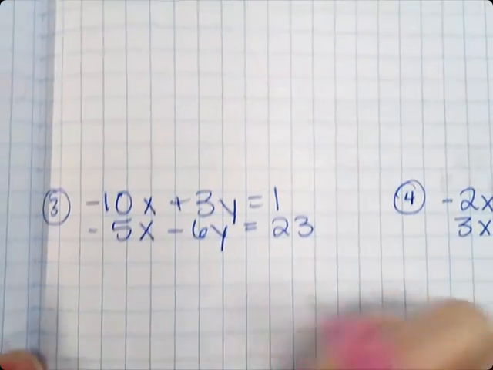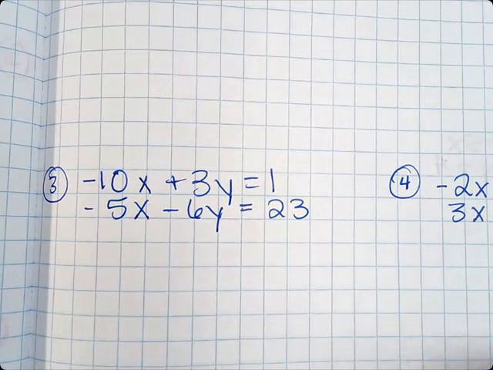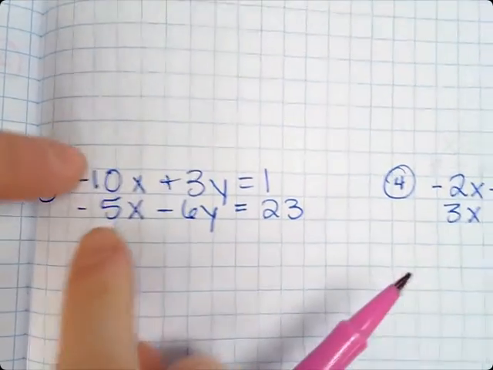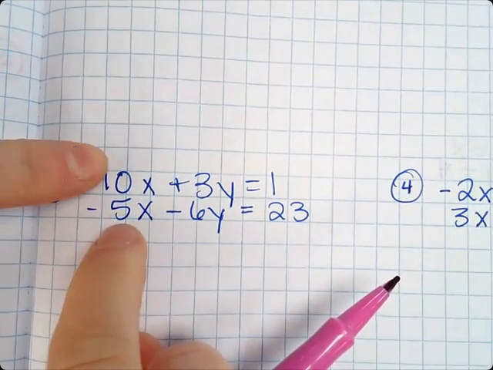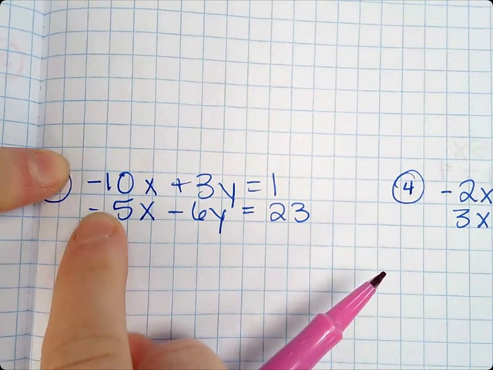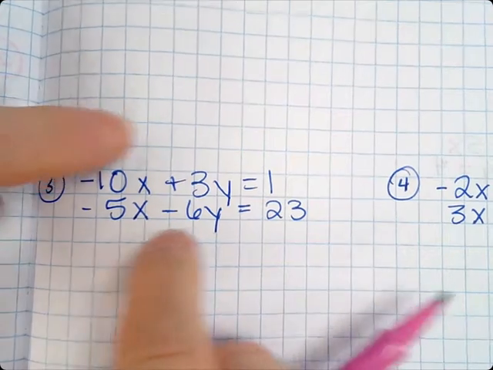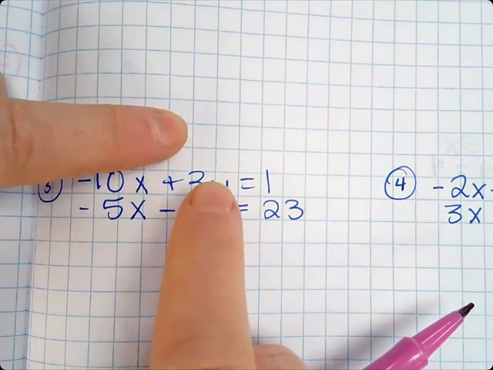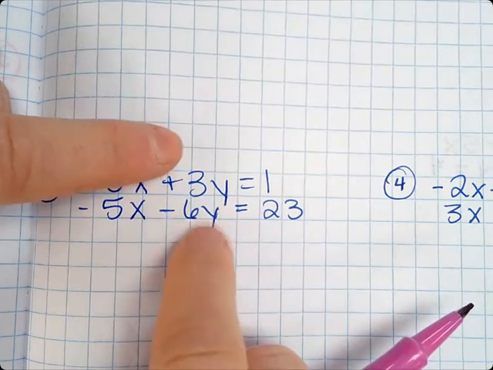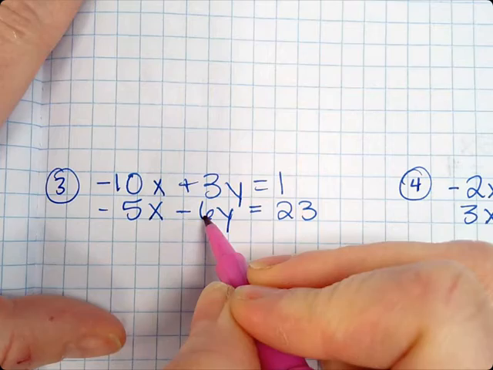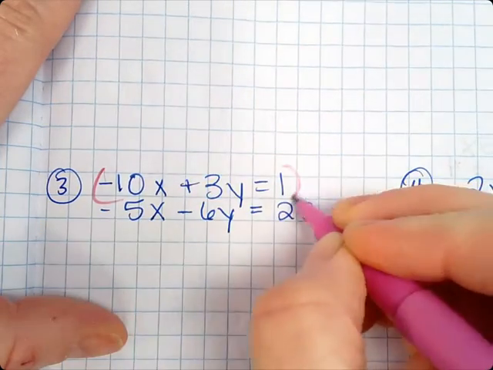All right. So you can do it several different ways, but I didn't pick the 10 and the 5 because they're both negative. And then this one is a positive 3 and a negative 6, so I picked to cancel out the y's. So that means I need to multiply the 3 by 2 to get a positive 6 so I can have the additive inverse.